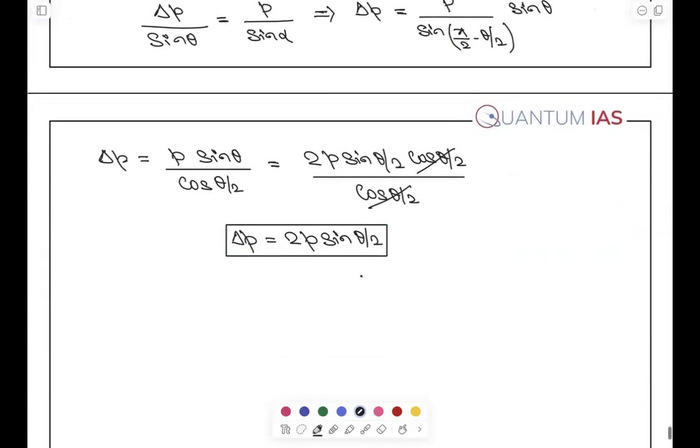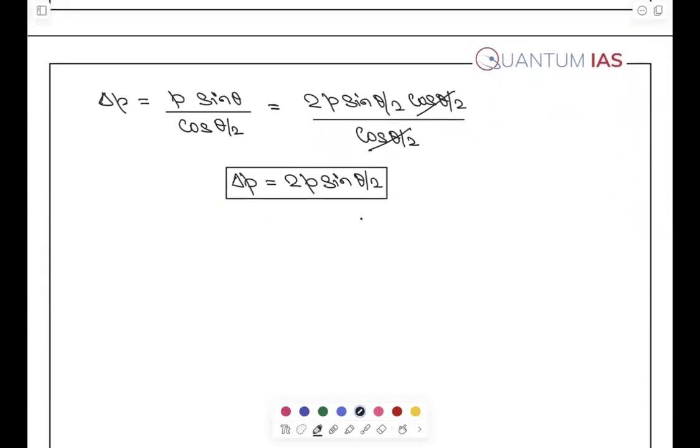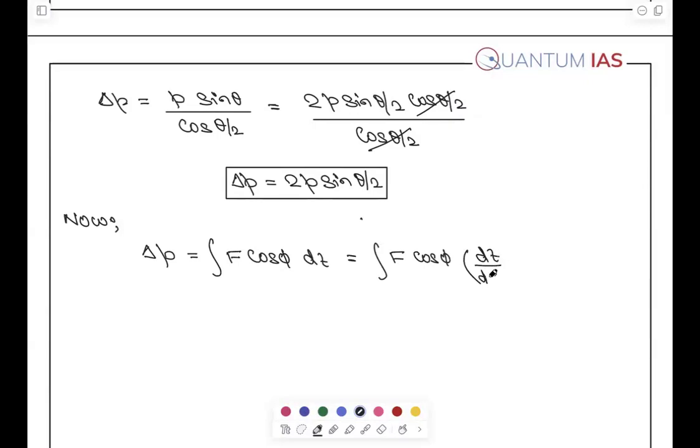Now, can I write that delta p, from its concept of impulse, is equal to f projected, that is f cos phi, into dt, or I can write it as f cos phi, because it should be integrated with d phi. I'm writing it as dt by d phi into d phi. Yes, no, everyone? जल्दी जल्दी बोलना होगा। Yes.